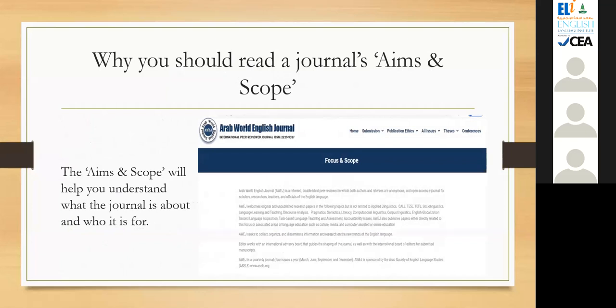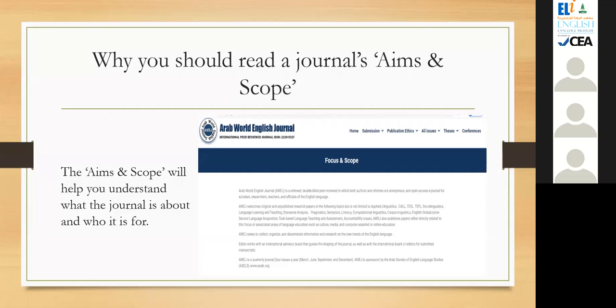Okay, so let's say you chose a journal. You have to read the aim and scope of that journal, because that will help you understand what the journal is about and who it is for. For example, here I randomly chose this journal. It's the Arab World English Journal. Here you can find that each journal should have an aim and scope.